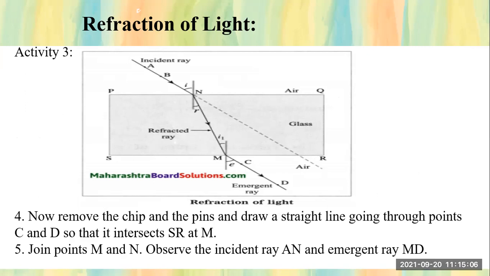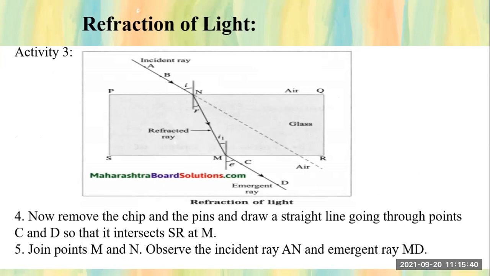Now see what we have to do. Now you have to remove this glass slab. And what you have to join, students? Can you see the points N and M here? You have to join this line. What you will see, students? We will see that there is a change in the direction of light. See, incident light and emergent light. Incident light is what? AN. Can you see AN here? And emergent is MD here.